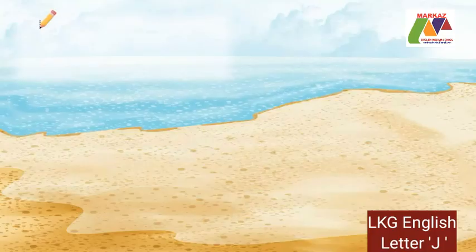Okay, children. Now, all of you look at your textbook. There you can see letter J. You can see small letter J and capital letter J. Now, we can see trace the patterns. Here are given some patterns. Children, this is one of your homework. Draw the patterns, okay?